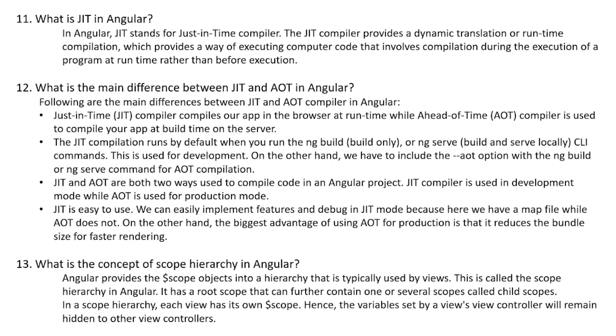AOT compiler is used to compile your app at build time on the server. The JIT compilation runs by default when you run the ng build, ng build only, or ng serve, build and serve locally, CLI commands. This is used for development. On the other hand, we have to include the AOT option with the ng build or ng serve command for AOT compilation. JIT and AOT are both two ways used to compile code in an Angular project. JIT compiler is used in development mode while AOT is used for production mode.